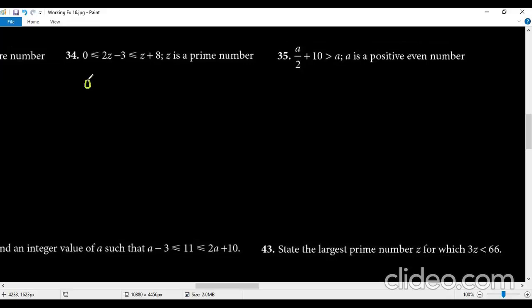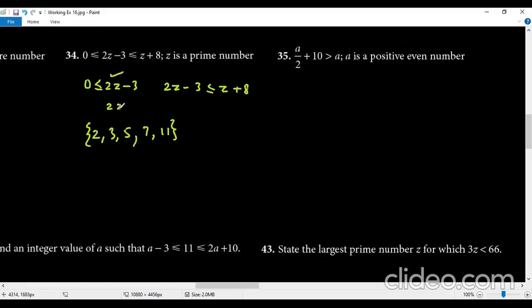When it comes to question number 34, this also has two inequalities. 0 is less than or equal to 2z minus 3, and the second one is 2z minus 3 less than or equal to z plus 8. When we solve, we are going to get numbers which are 2, 3, 5, 7, and 11. And how I came to know these values, because you know very well.